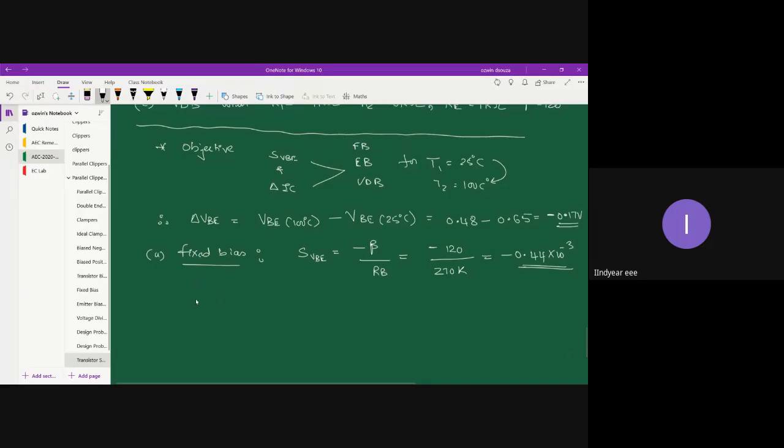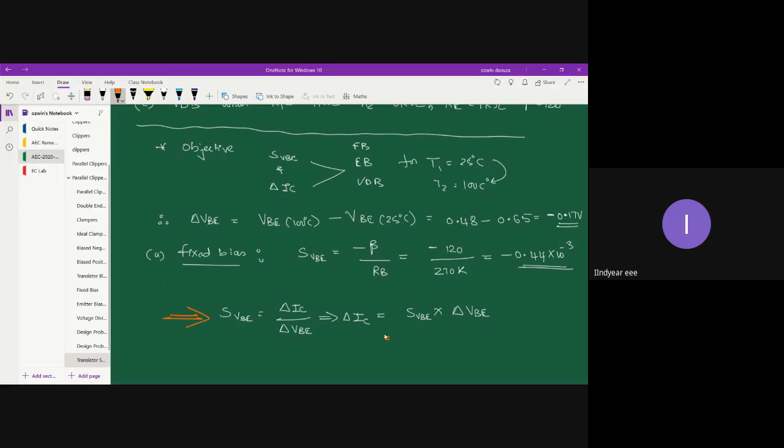Fine. Now, SVB you have found. How do you find delta IC? Remember one thing. What is the definition of SVB? SVB is defined as the change in collector current due to the changes in base emitter voltage. So that implies your delta IC, or change in collector current IC, can be found simply by multiplying the stability factor with the change in VBE. This is the formula which we use to determine delta IC.